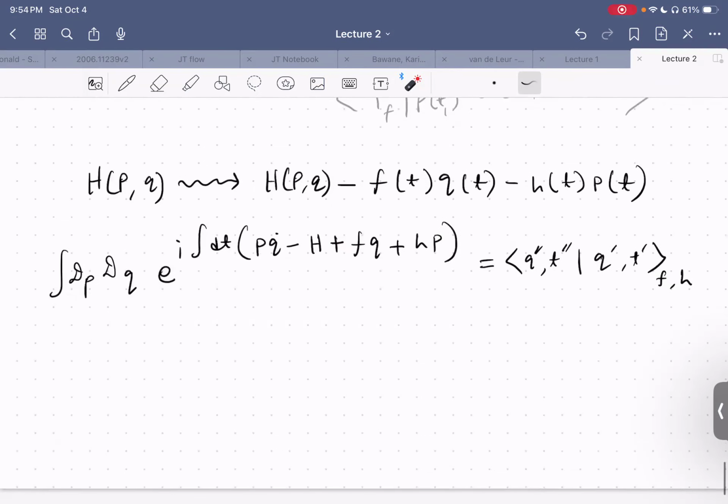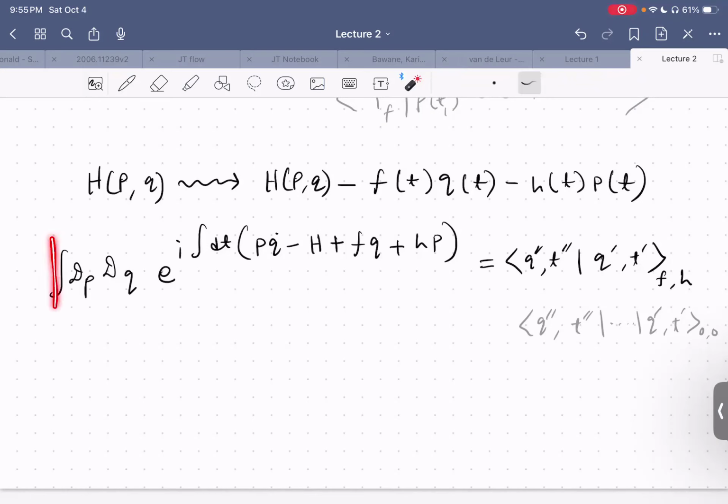All right. So what is the point of doing this? Just as a comment, the thing that we really want to compute is nothing but q double prime, t double prime, possibly with operator insertions, q prime, t prime at 0, 0. Because at the end of the day, we will set f and h to 0 because, again, they have no physical meaning. But before we set them to 0, they allow us to take derivatives with respect to them.